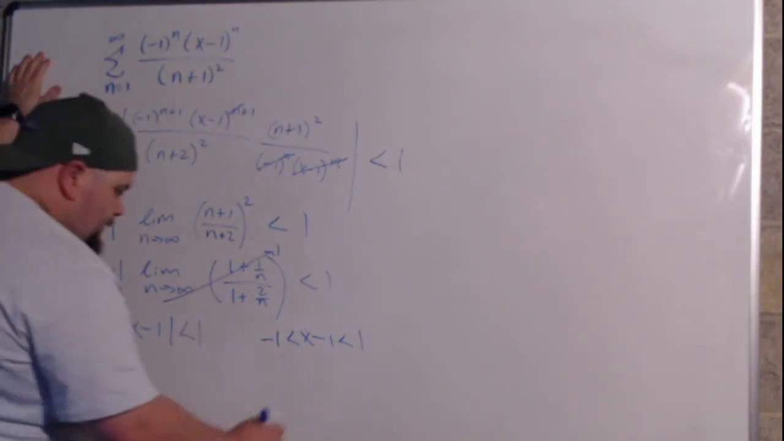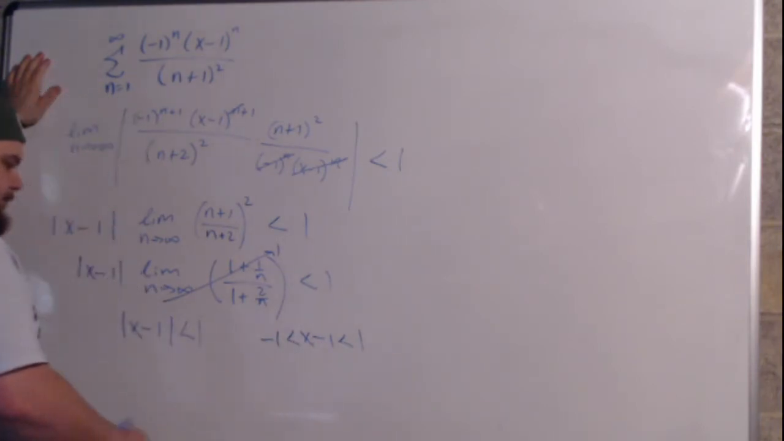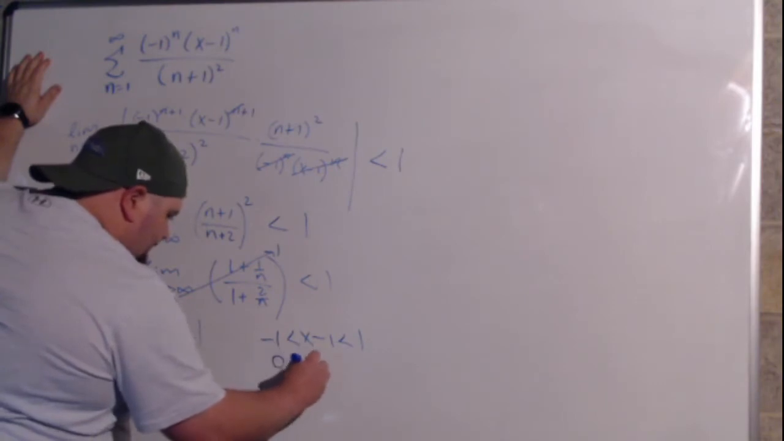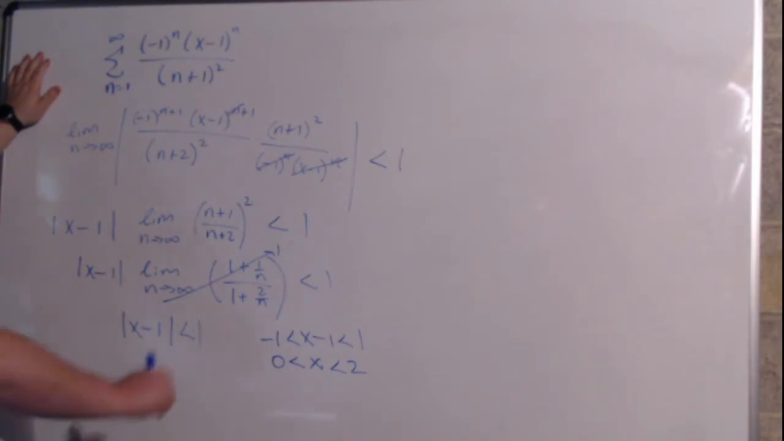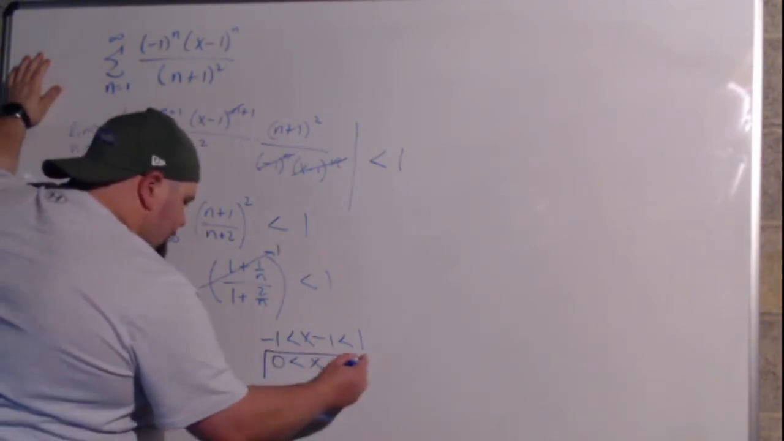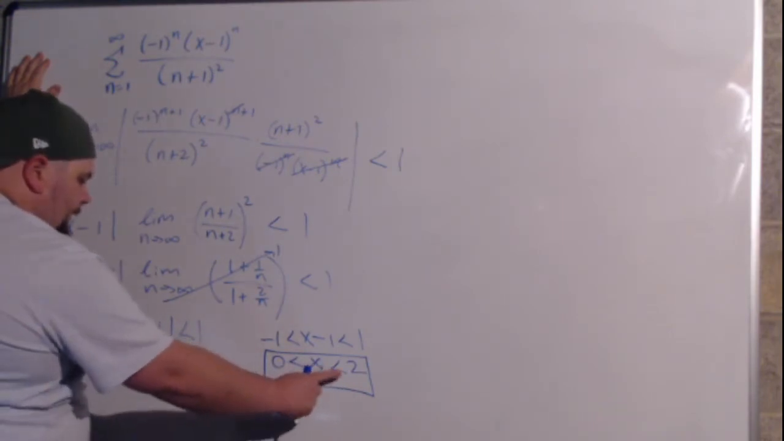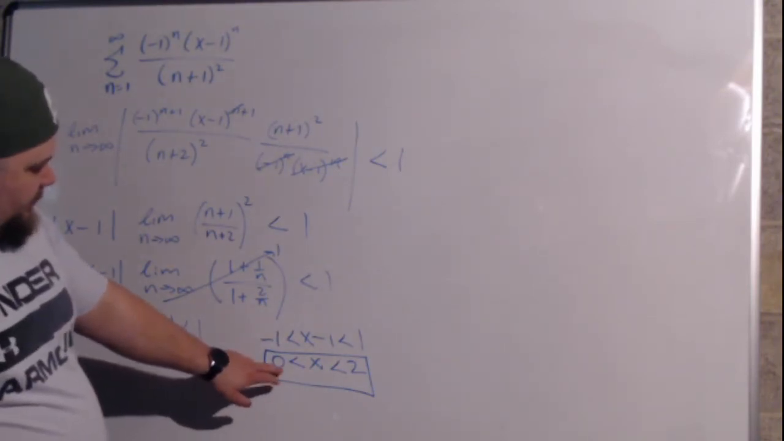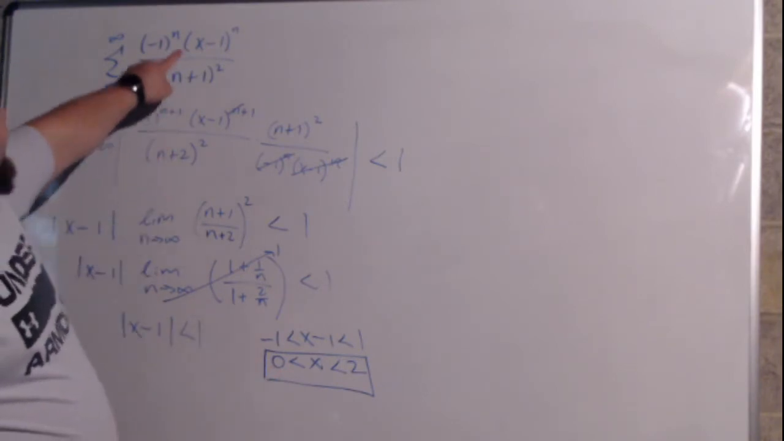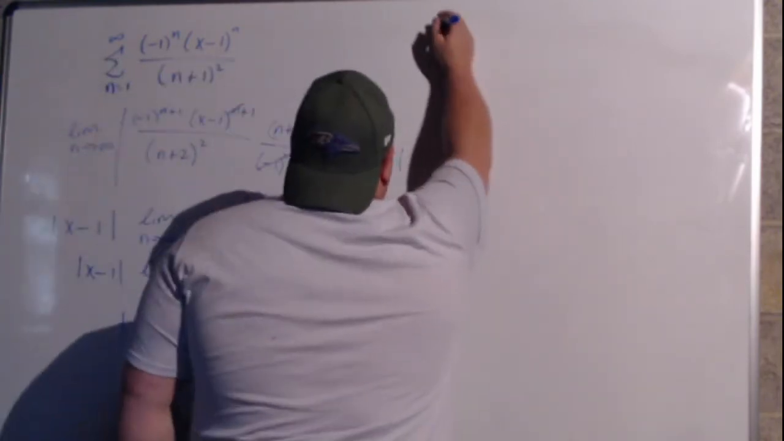So in order to solve this, I just need to add 1 everywhere. So that becomes 0 less than x less than 2. So that is my interval of convergence. But I'm not done because I have to see if the endpoints are included. That's where the left and right endpoints come in. What we do with those is we take one of these numbers, the left endpoint, and we plug it back into the original. So I'll just say left.